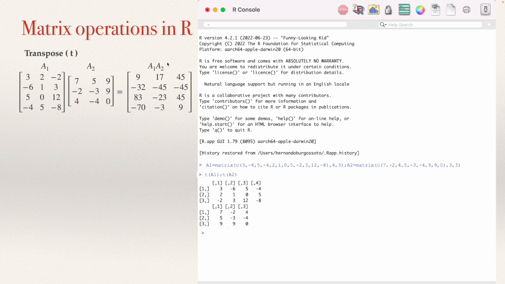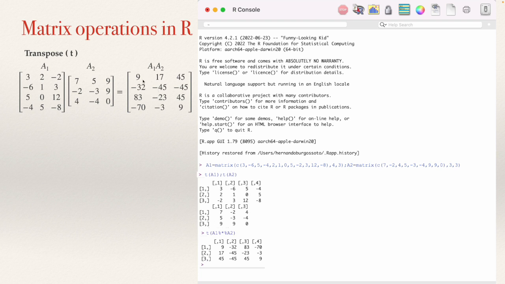And even if you want, for example, to see the transpose of A1, A2, you can type T of A1 multiplied by A2, obviously with the multiplication sign that we know is the one that we use in R, the star within two percent signs. Okay, and then type enter, and you will see the transpose of this matrix.